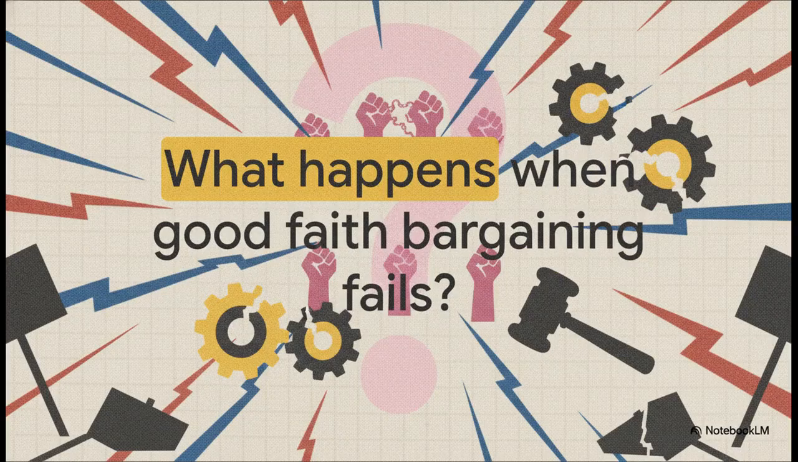So far, we've basically looked at the orderly, peaceful progression of labor relations. Organizing, voting, negotiating in good faith, signing agreements. It sounds great, but we all know that the real world isn't always so smooth. What happens when negotiations just hit a brick wall? What happens when one side breaks the rules or good faith bargaining completely fails? Well, this is where the labor relations life cycle enters some seriously high-stakes conflict scenarios.